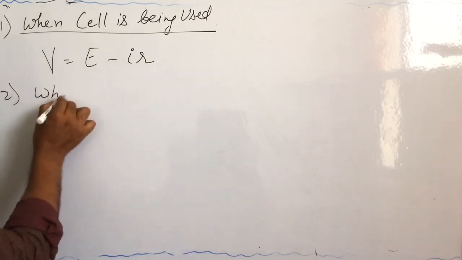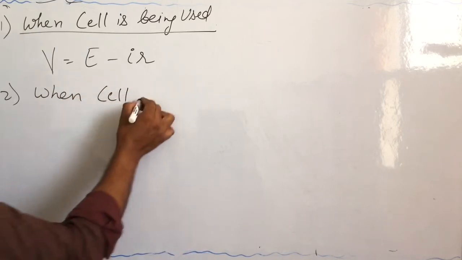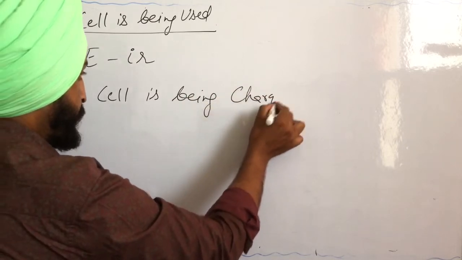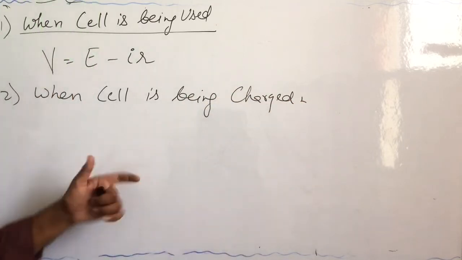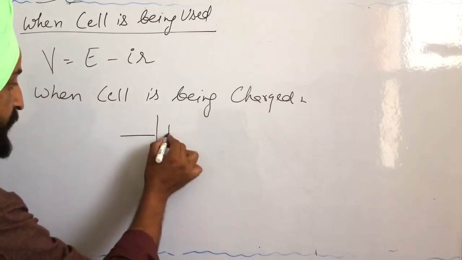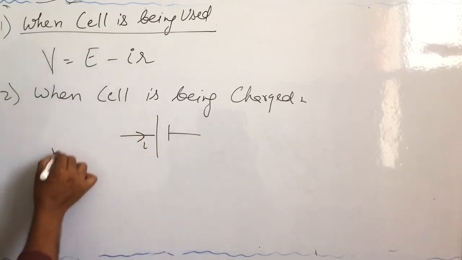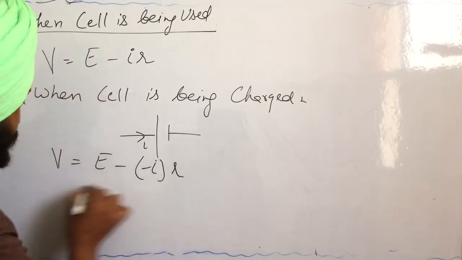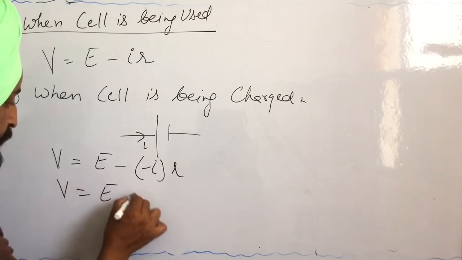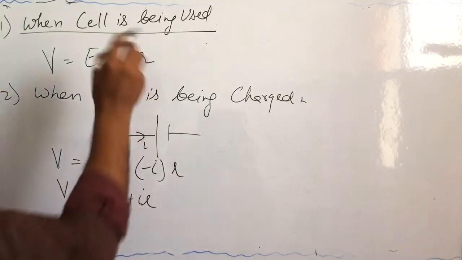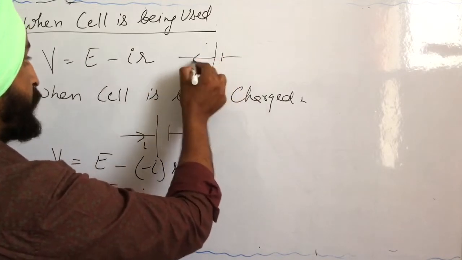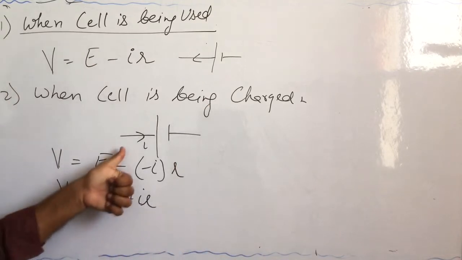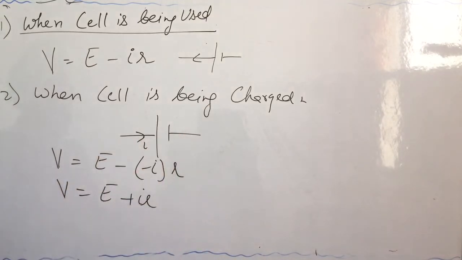Second, when the cell is being charged, the direction of current would become opposite. So in that case, we would be writing V is equal to E plus I into R. So our potential will be equal to EMF plus IR. See, while using the battery, the current was flowing from the positive terminal, and when the battery is being charged, the current is flowing towards the positive terminal. So this is the difference.